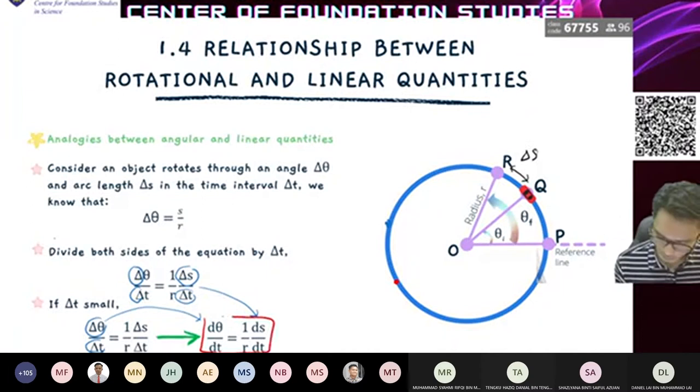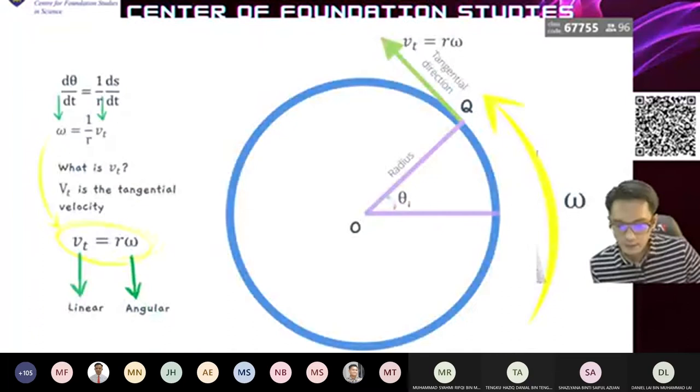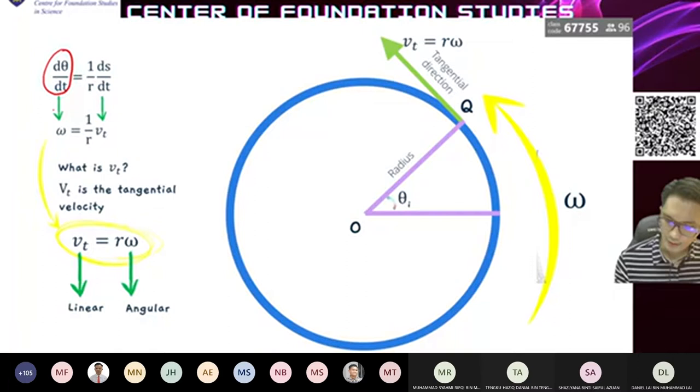Okay, delta theta, d theta over dt is equal to 1 over r ds over dt. Then this equation kita tahu, we know that the changes in the angular displacement terhadap time, we will get the angular velocity omega. And also the changes in displacement with respect to time, we will get the tangential velocity.